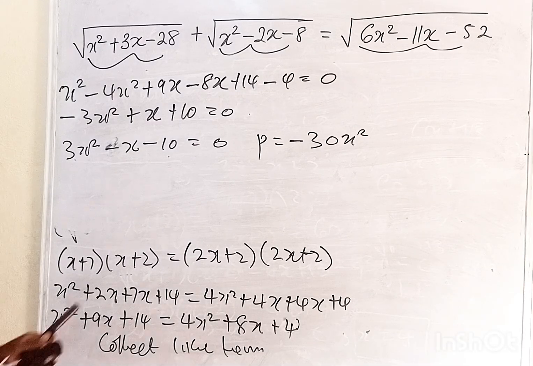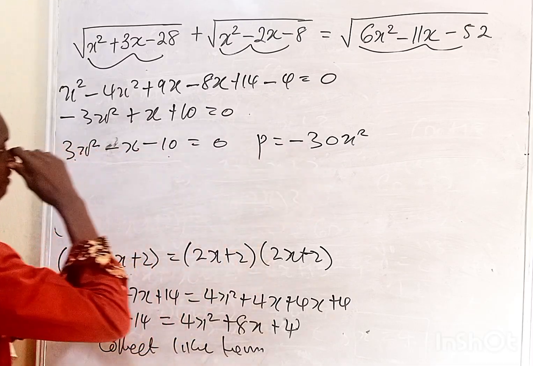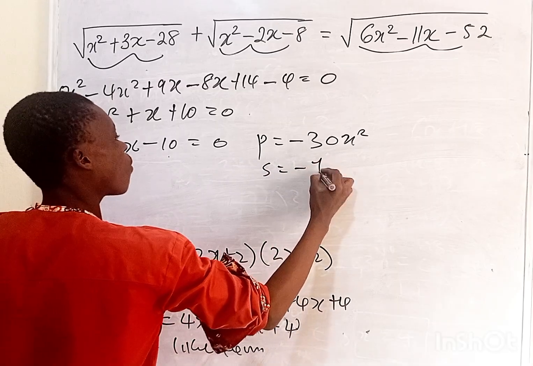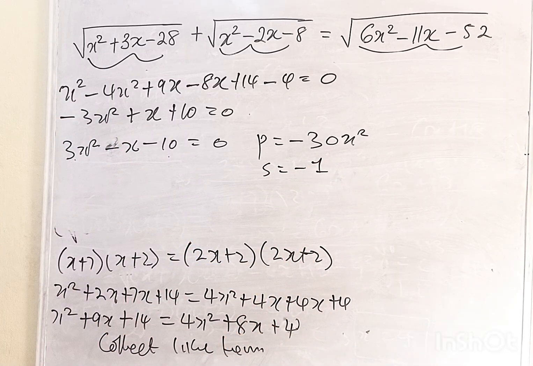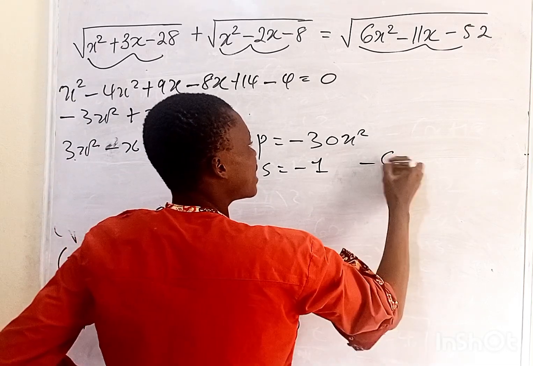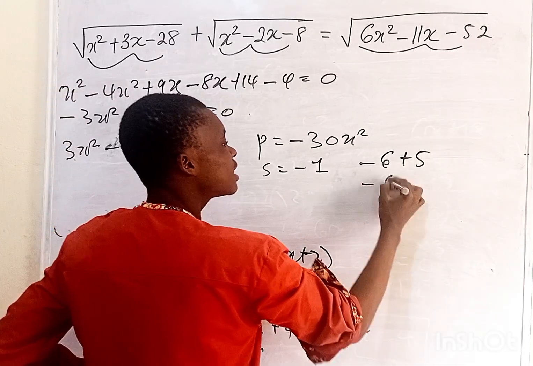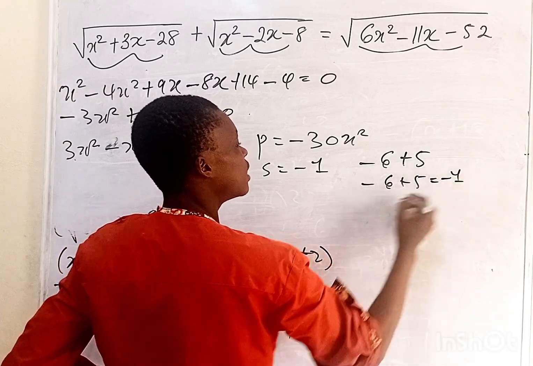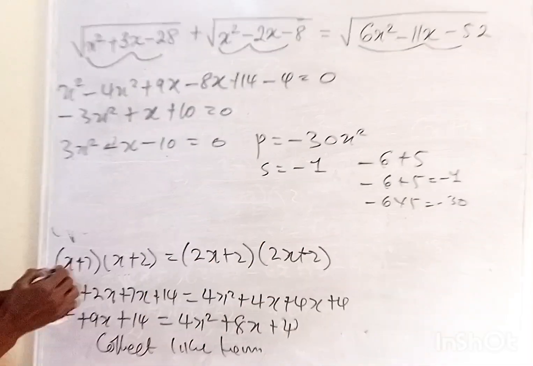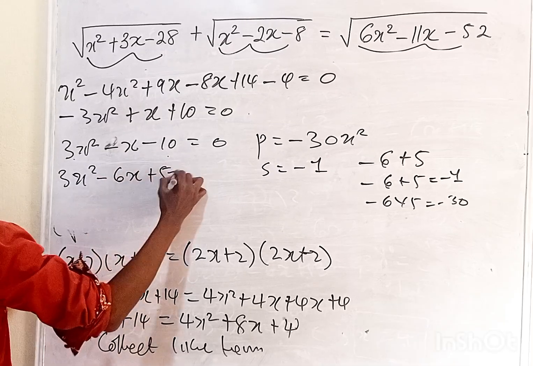All right. So from here, we know that this multiplied is giving us negative 30, and the sum here equals negative 1, which is the coefficient of x. So those two numbers are negative 6 and 5, because we know that negative 6 plus 5 gives us negative 1. Negative 6 times 5 gives us negative 30. All right, so from here, clearly we know that this is 3x squared, negative 6x, plus 5x, minus 10, which equals 0.